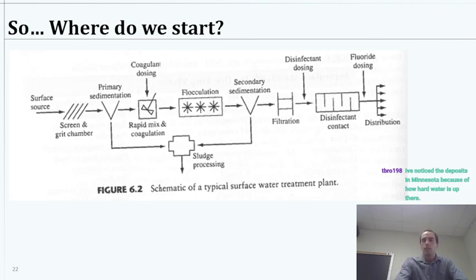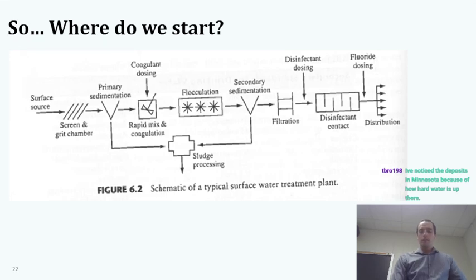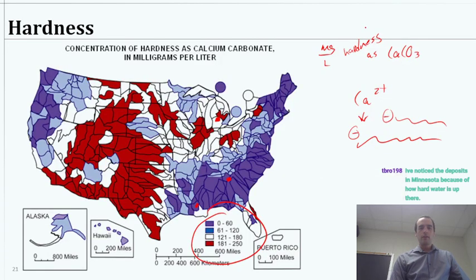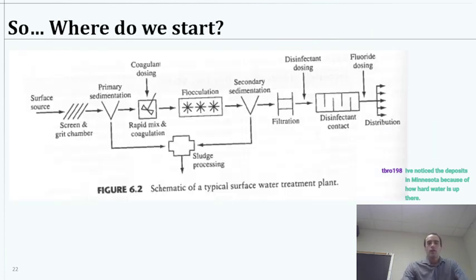So we've got a couple people online, and one said, I've noticed the deposits in Minnesota because of how hard the water is up there. So like just mineral deposits. And if we take a look, yeah, definitely not a whole lot of soft water up in the Northwest or Midwest, I mean. Interesting.